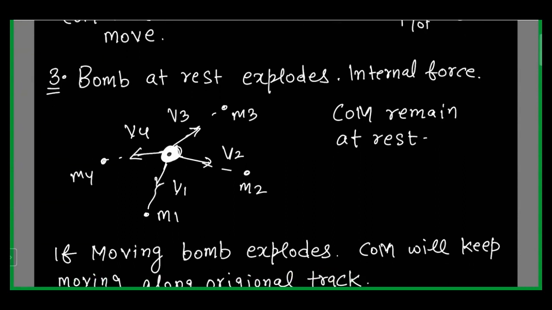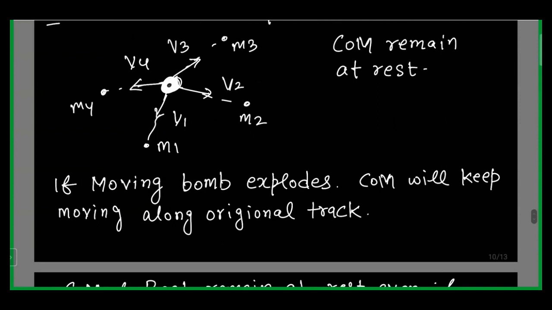Now, what if the center of mass was moving? Let's say your center of mass was moving with uniform velocity, or let's say your bomb was moving like this. Let's say this is your bomb and it is moving like this. And halfway, the bomb explodes into 2 parts. Your center of mass will still keep on going in the same direction in which it was going.